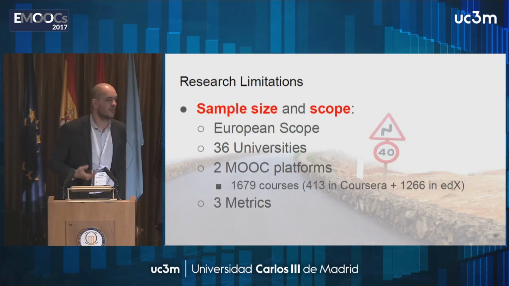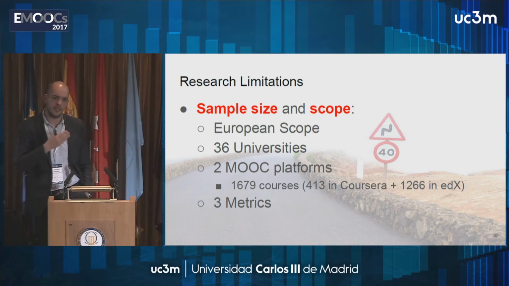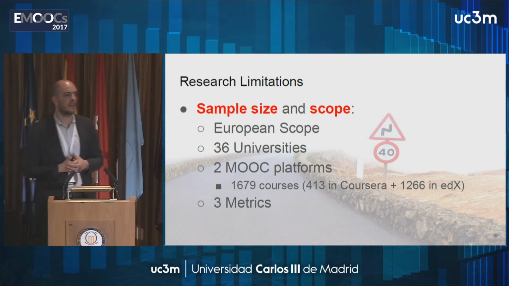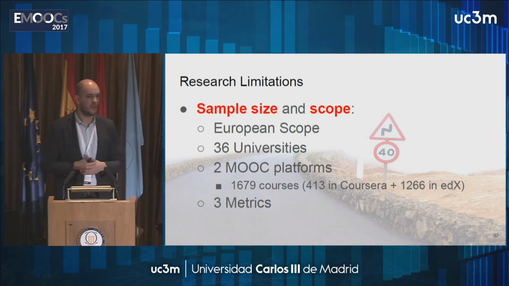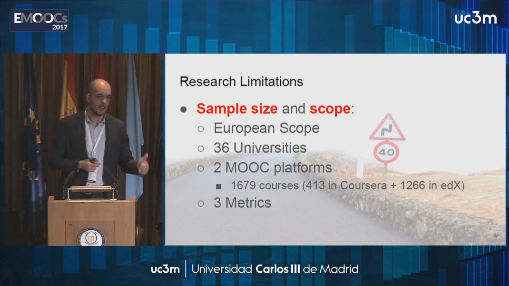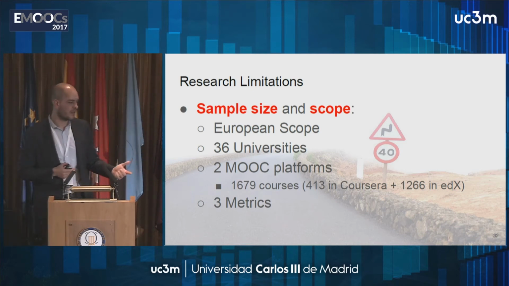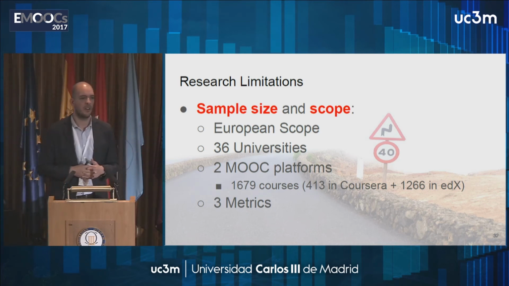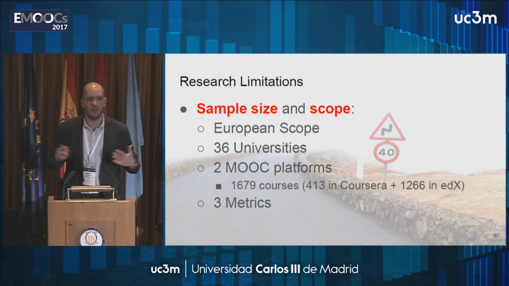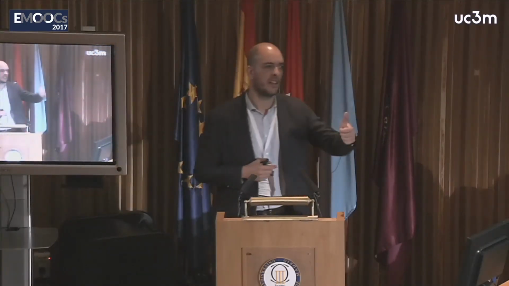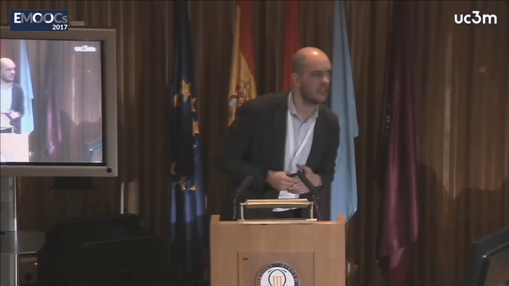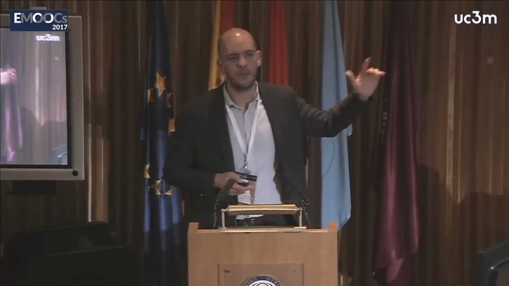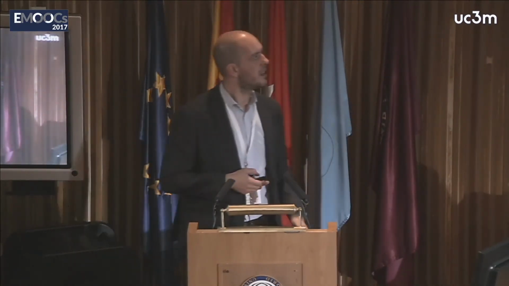There are research limitations, because we have to be fair with this analysis and with the conclusions. We are just evaluating universities at the European scope, 36 universities, 2 MOOC platforms, and around 1,600 courses. So it's quite small, no? If we consider the number of courses that we have in edX and Coursera, just taking these 2 platforms, and just 3 metrics. So maybe this is something that we have to extend in the future.